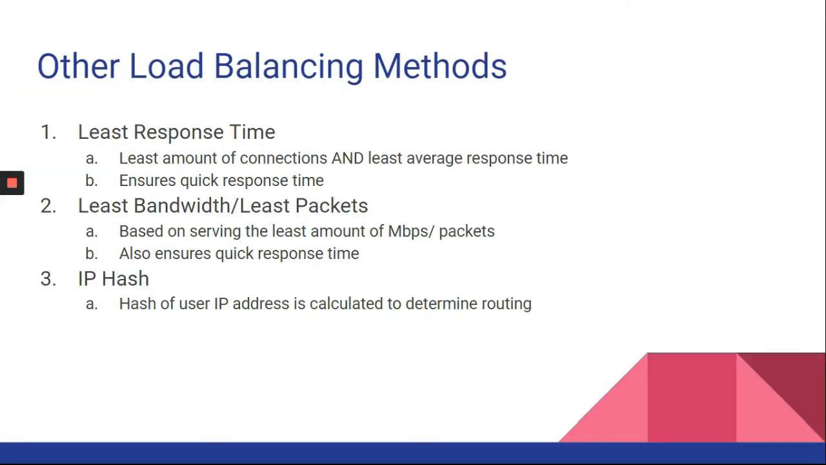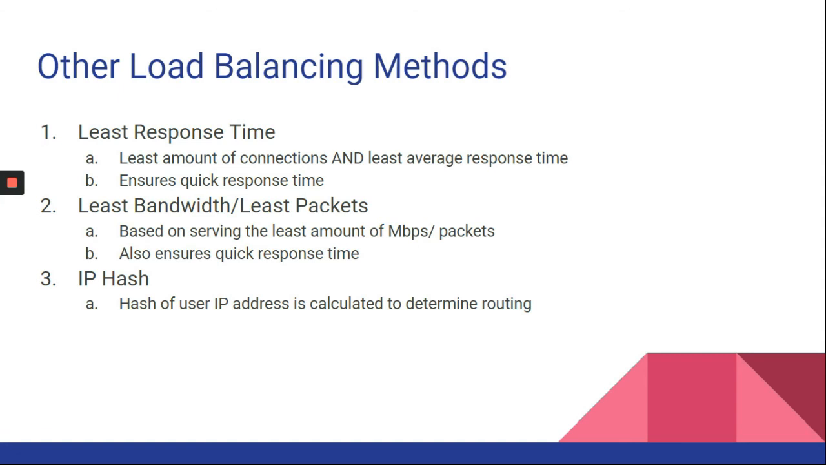The last 4 methods we will discuss on this slide, because I think you can catch the drift now. The first one is least response time. In the least response time algorithm, the backend server with the least amount of active connections and the least average response time is selected. Using this algorithm ensures quick response time for users, because if the server did not have a large workload relative to its CPU, RAM, and other specs, the response time will be quicker.